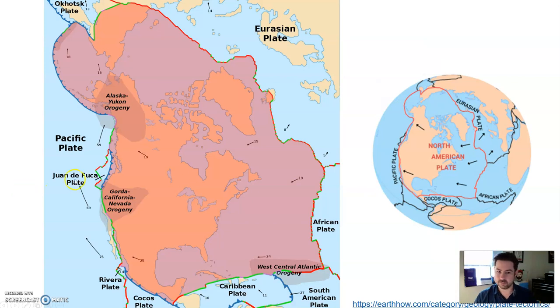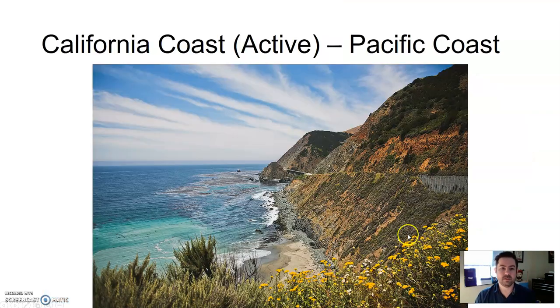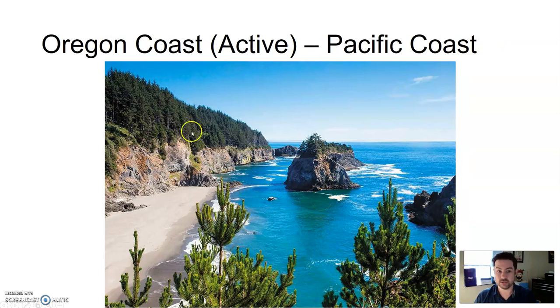So let's look again at the plate boundaries around the North American plate. Right along a plate boundary, a majority of the West Coast is an active margin. But the East Coast is not near a plate boundary, so it's a passive margin. So what does that look like? California, West Coast, active margin. Again, very rugged terrain. Oregon, West Coast, very rugged terrain.